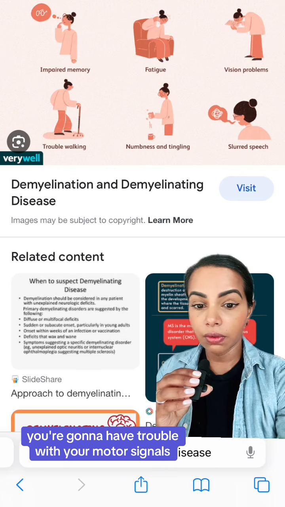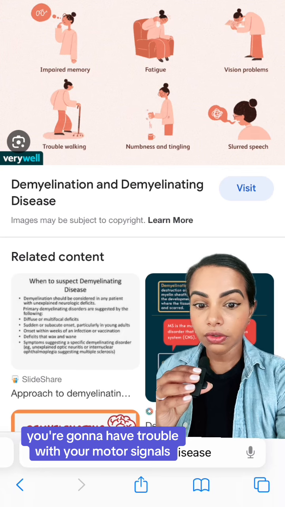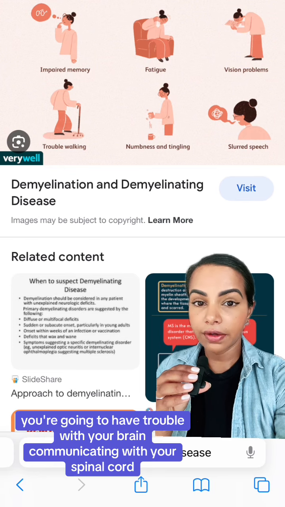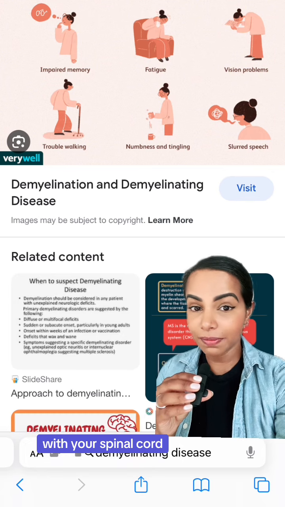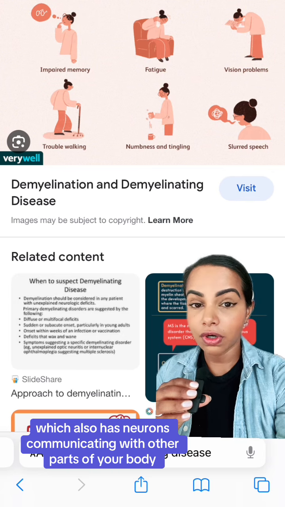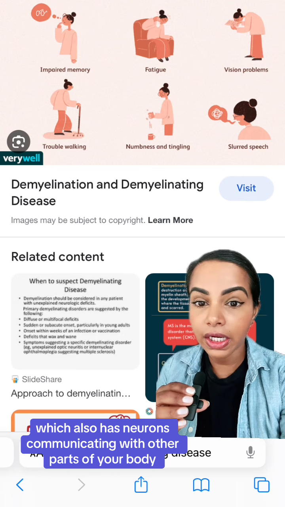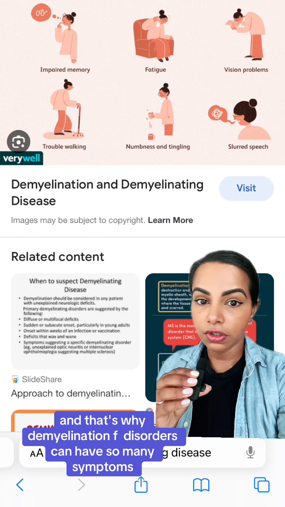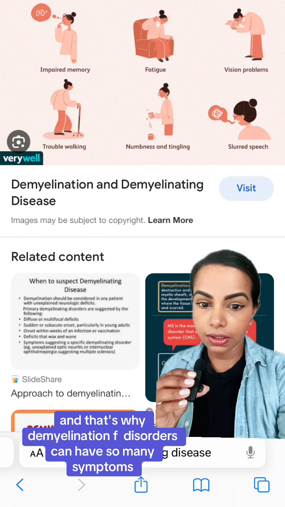You're going to have trouble with your motor signals, with your sensory signals, with your speaking, with your walking. You're going to have trouble with your brain communicating with your spinal cord, which also has neurons communicating with other parts of your body. And so all of these symptoms show up. And that's why demyelinating disorders can have so many symptoms.